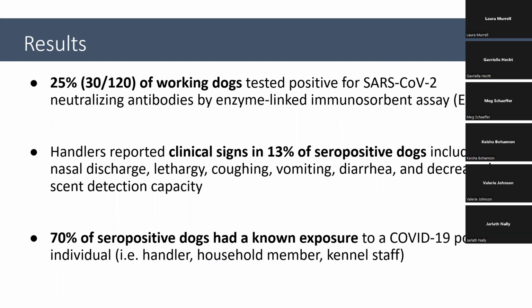We had a seropositivity rate of 25%, with 30 out of 120 working dogs testing positive for SARS-CoV-2 neutralizing antibodies by enzyme-linked immunosorbent assay, or ELISA. Swabs from 13 dogs resulted in 0 PCR positives for this study. Handlers reported clinical signs in 13% of seropositive dogs, and the clinical signs included nasal discharge, lethargy, coughing, vomiting, diarrhea, and decreased scent detection capacity. 70% of seropositive dogs had a known exposure to a COVID-19 positive individual. In the majority of cases, that would be a handler or household member, but in a few cases, that was kennel staff for working dogs housed in a kennel as opposed to with their handler.